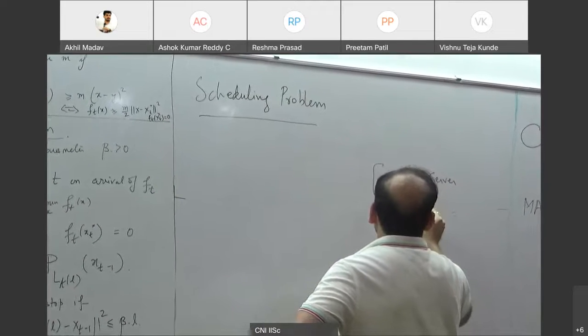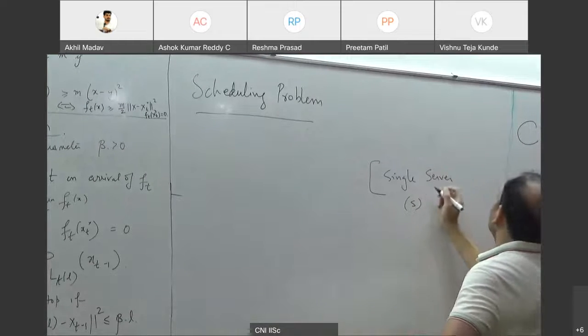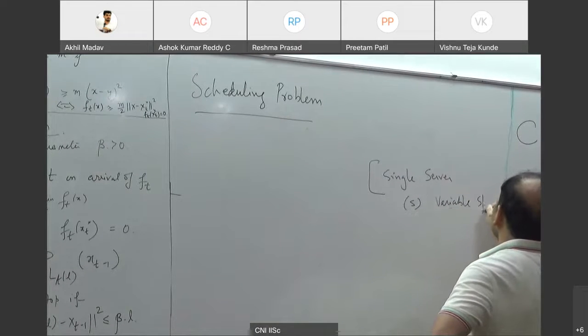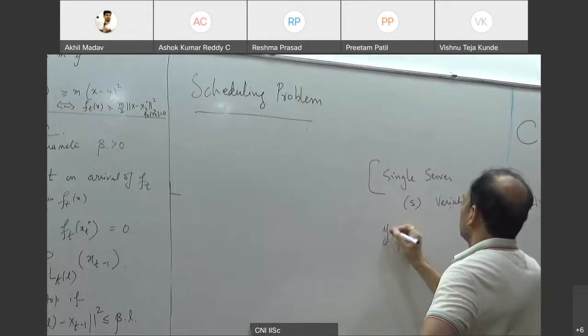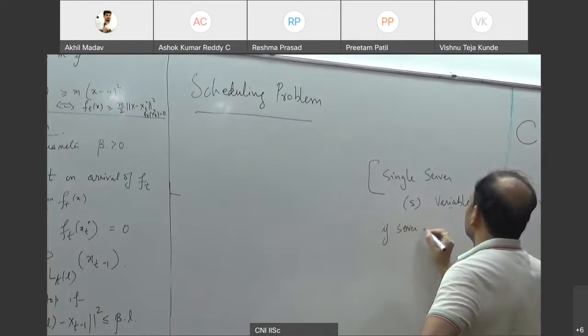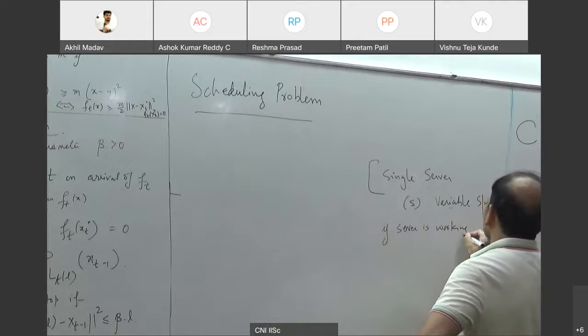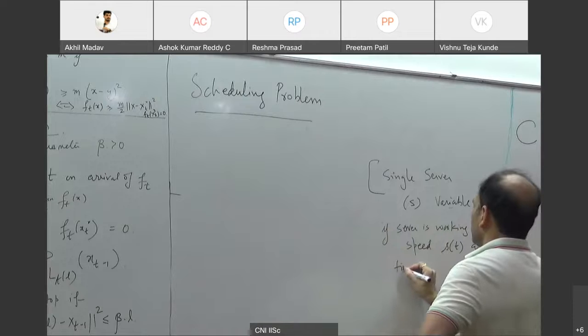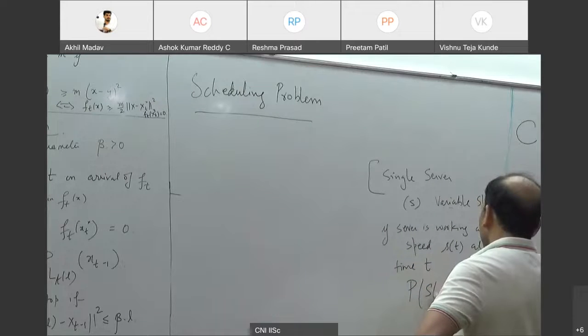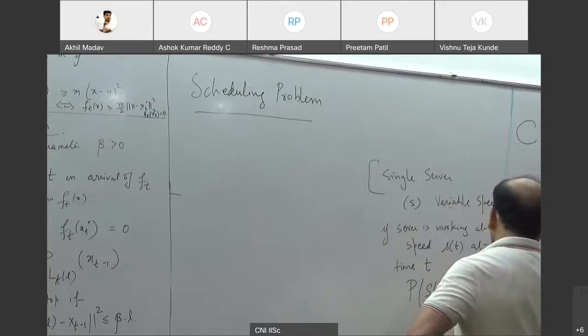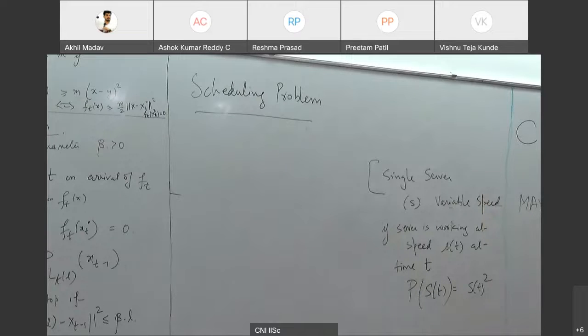Server. Instead, work at variables. If working at speed S of P at time T, power consumption is P of S. Simple example, S to the power 2. Simplest example. Is it good? I have a server which can work at different speeds. If you ask me for more speed, I will ask you for more power. That is S to the power 2.